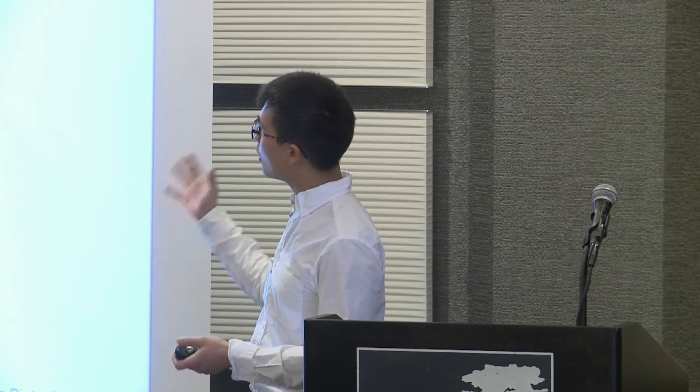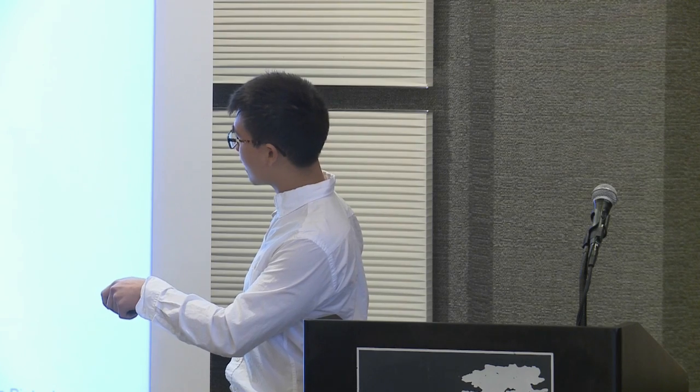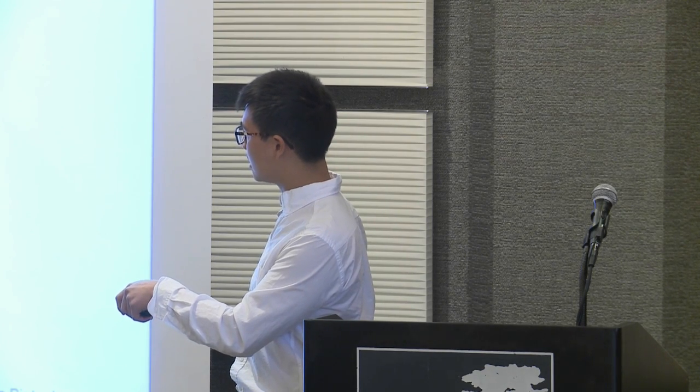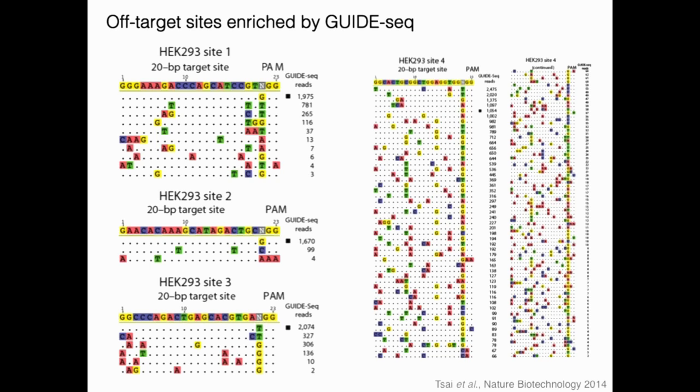The real take-home of this slide, though, is that not all off-target sites are equal, right? Some guides are more specific and more efficient than others. For example, here, the HEK293 site 2, you see only 2 off-target sites, whereas this target here, the HEK293 site 4, has hundreds of off-target sites throughout the genome.